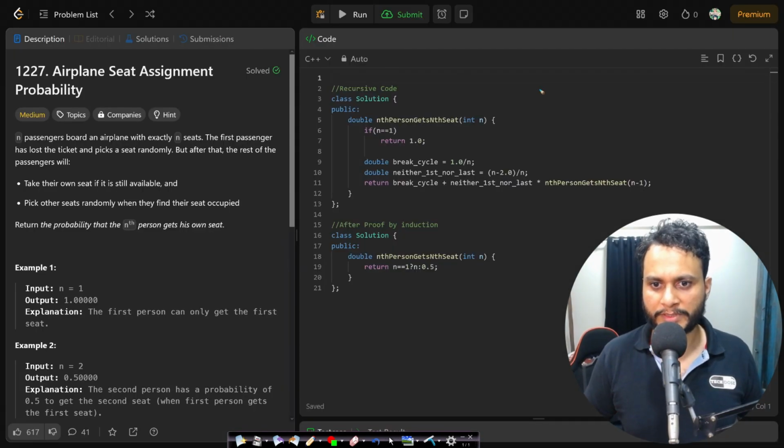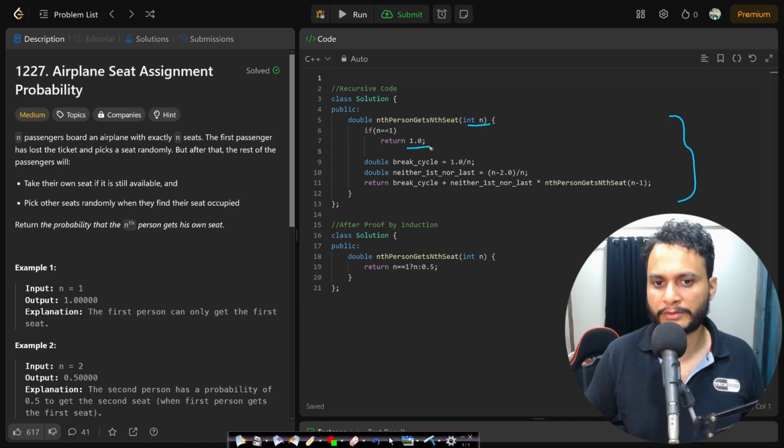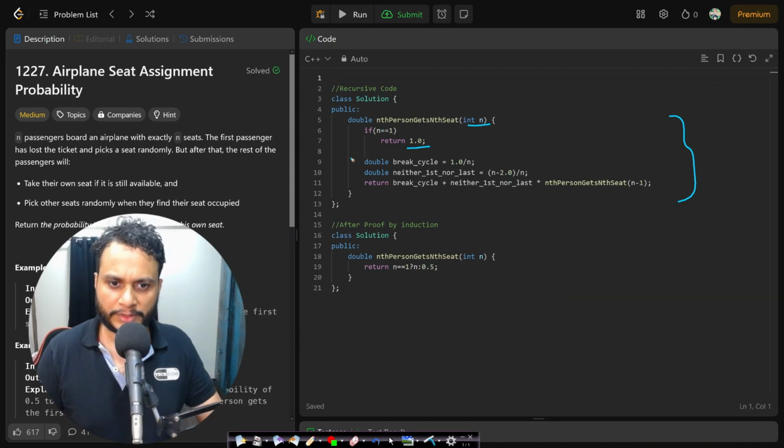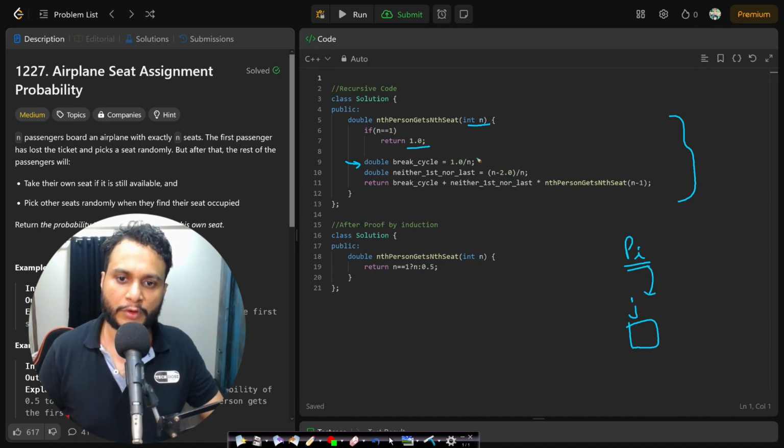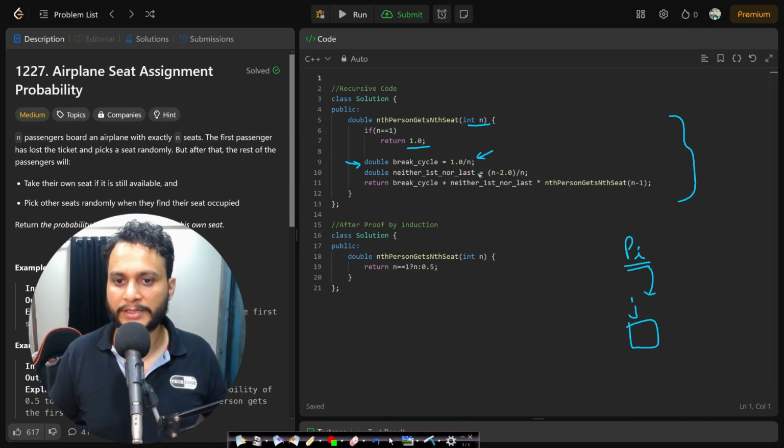Now this code is very simple. The first one is a recursive code where you are given n, and if the n value is 1, return probability as 1. Otherwise, the first condition is if the given person Pi sits at its correct index, let's say index number j. If that happens, then what is the chance of that happening? You have n number of slots, and out of that you have only one correct seat, so that will always be 1 by n, where n is the number of available seats currently.